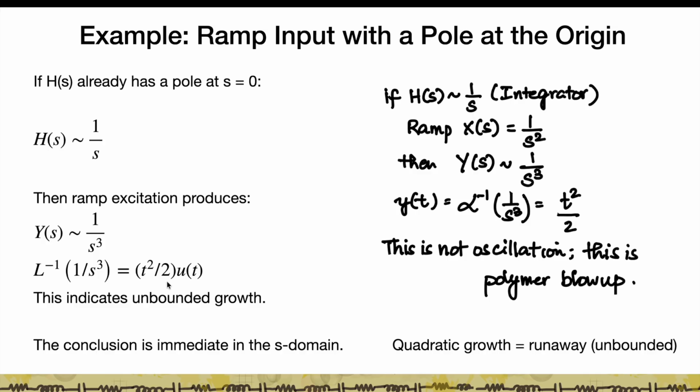This is a place where students get confused and say, but integrators are good for steady state error. Yes, they are for steps. Ramp is harder. This is why control engineers classify systems by type and analyze step versus ramp errors separately.